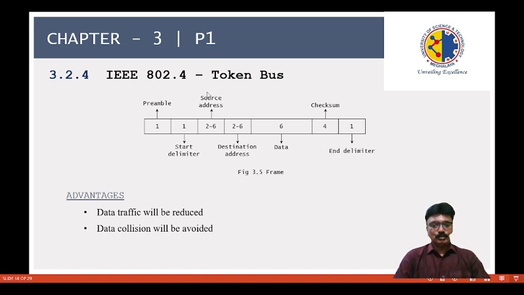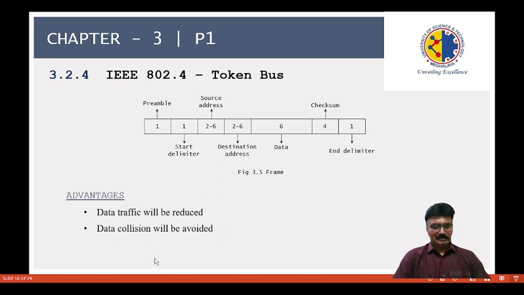In between that, source address, destination address, then the checksum. This is for error detection. Then the preamble, this preamble is for a particular message. Then for the next message, another preamble will be considered.